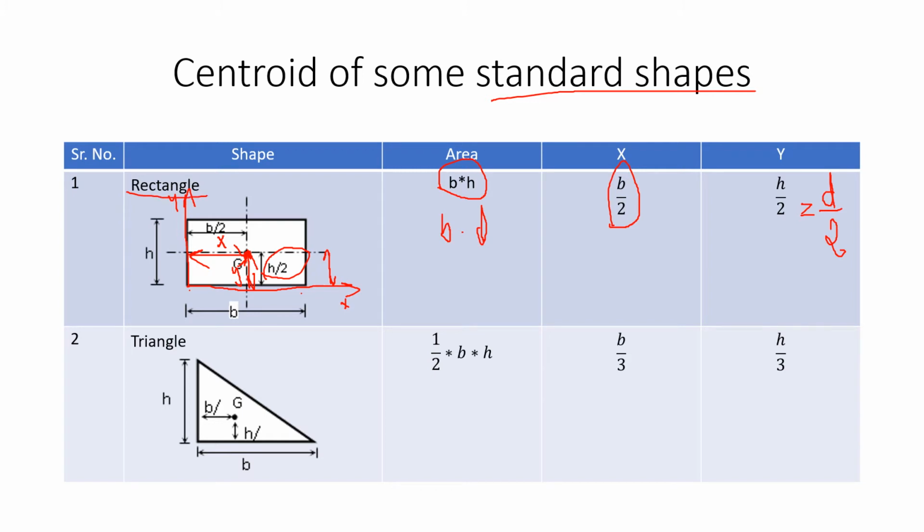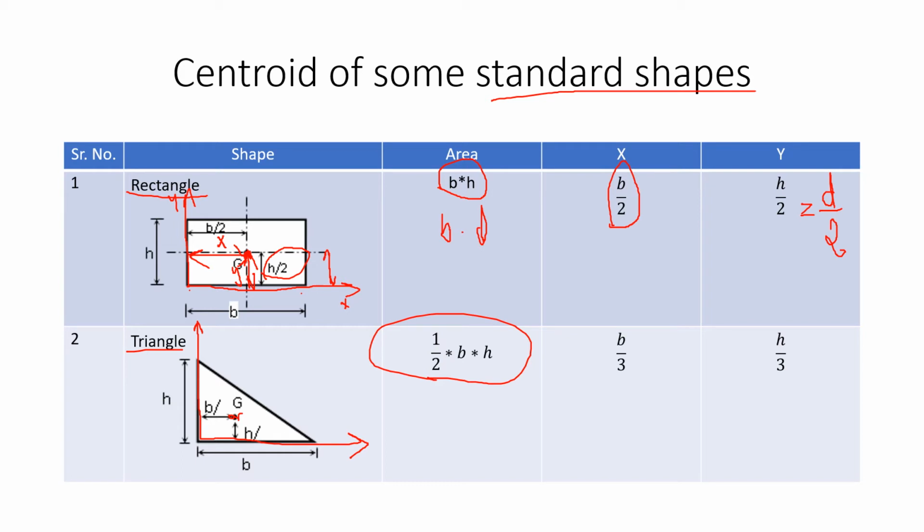Now let us go for the triangle, a right angle triangle, which is made up of height h and base b. As we know, the first step is to locate the centroidal axis, and this is my centroidal y-axis and this is the centroidal x-axis. Now with reference to these axes, let us locate CG. Say this is CG. Then first is area. The area of a right angle triangle, as we know, is half into base into height.